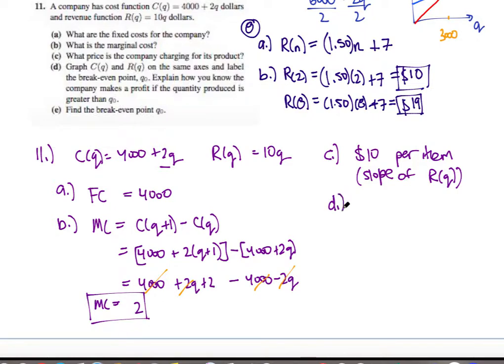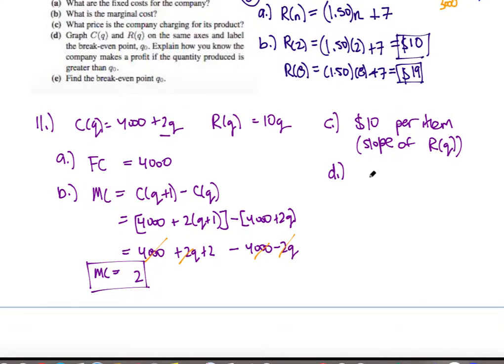D asks us to graph these on the same axis and label the break-even point Q0, and explain how you know the company makes a profit if the quantity produced is greater than this. So let's sketch a quick plot. Here is our axis for money. Here is our axis for quantity.